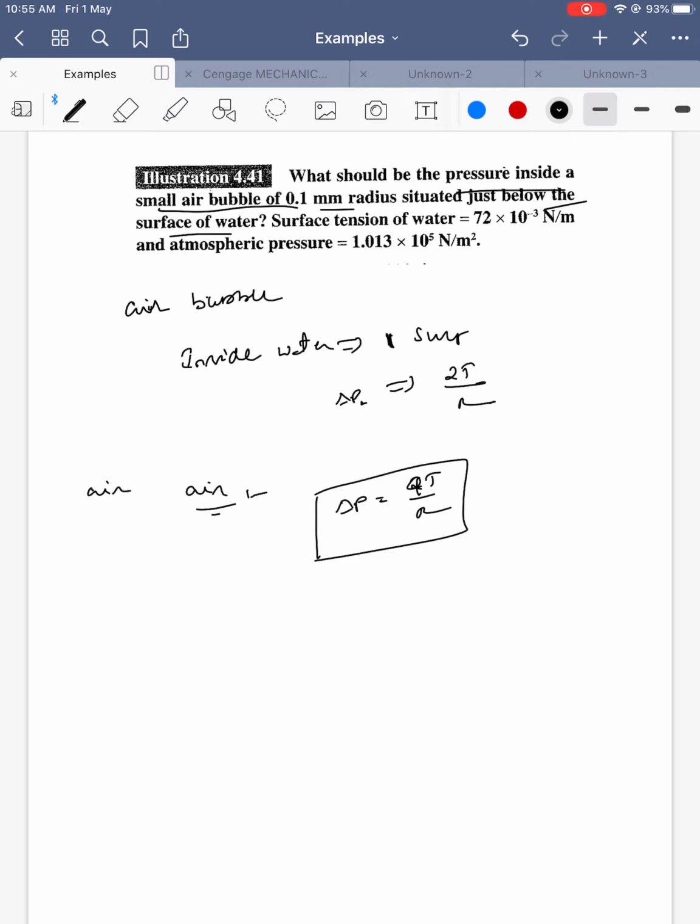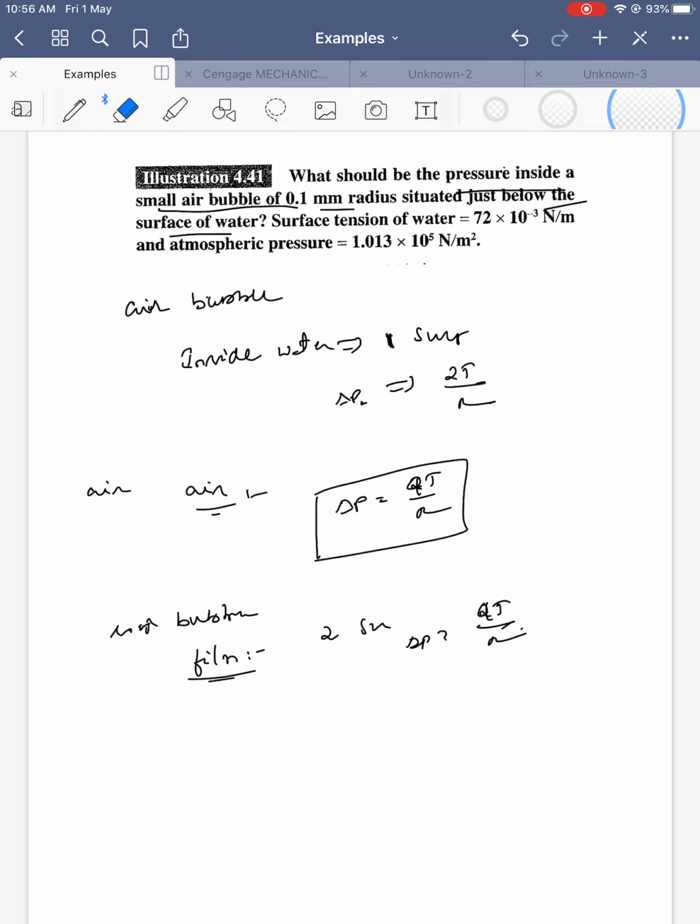So remember, soap bubbles are films, always they will have two surfaces. The excess pressure is equal to 4T by R. Better you remember this method. Air bubble inside water, one surface, 2T by R. Air bubble in air, delta P is equal to 4T by R.